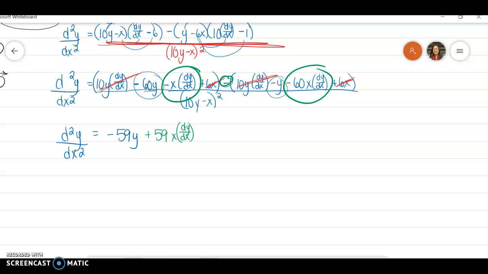And again, let's not forget, because I'm bad for wanting to leave off my denominator, which is that 10y.